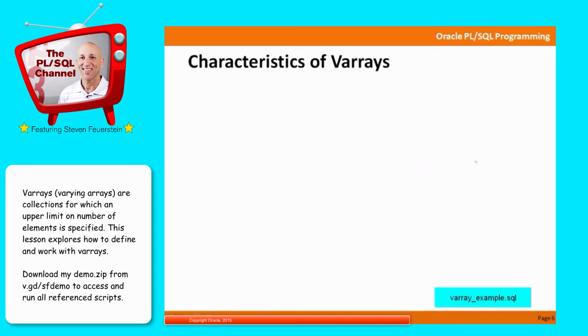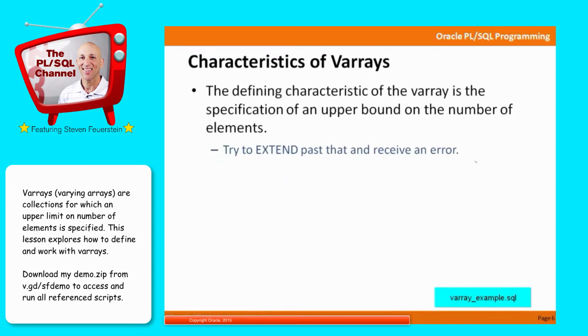Some characteristics of V-arrays, then we'll look at some examples. So first of all, no doubt about it, the defining characteristic of the V-array is the fact that you specify an upper bound on the number of elements. If you try to extend past that, you get an error.